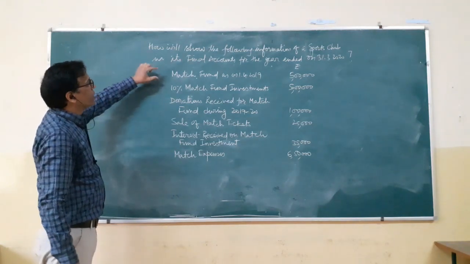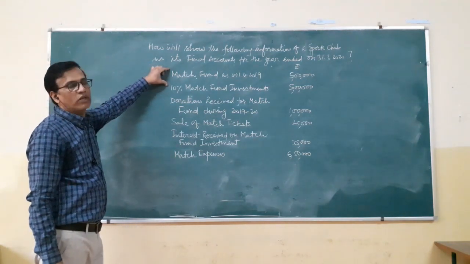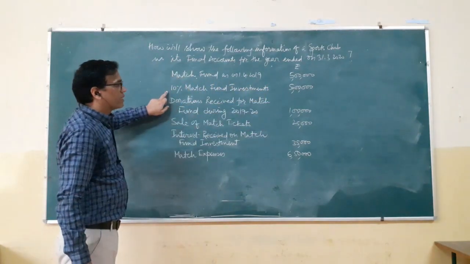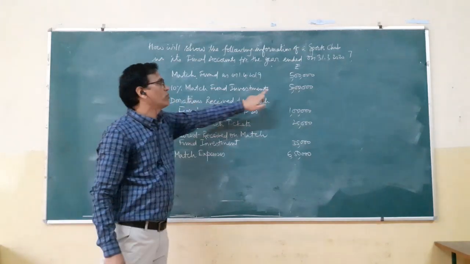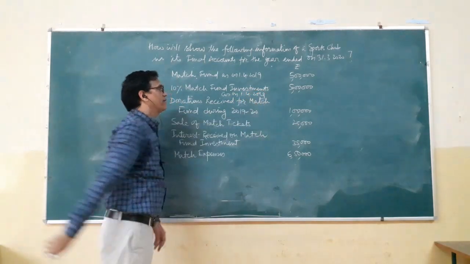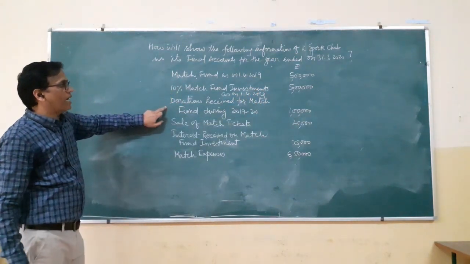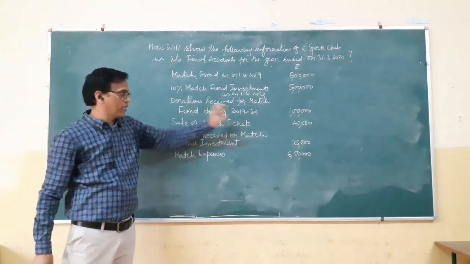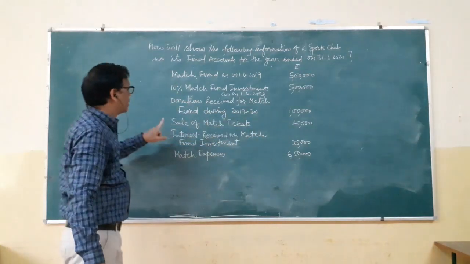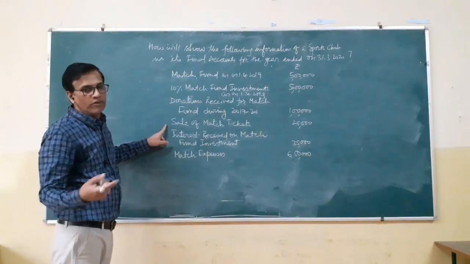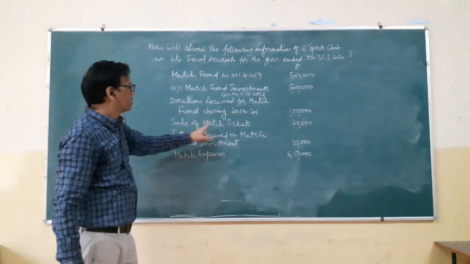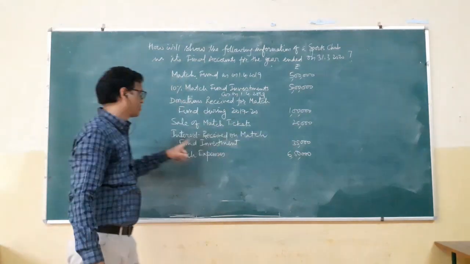I am repeating for you. Match fund as on 1st of April 2019 was 5 lakh rupees. 10% match fund investment amounted to 5 lakh rupees as on the same day, 1st of April 2019. Donations received for match fund during 2019-20 amounted to 100,000 rupees. Some matches were organized and match tickets were sold. We fetched 25,000 rupees.